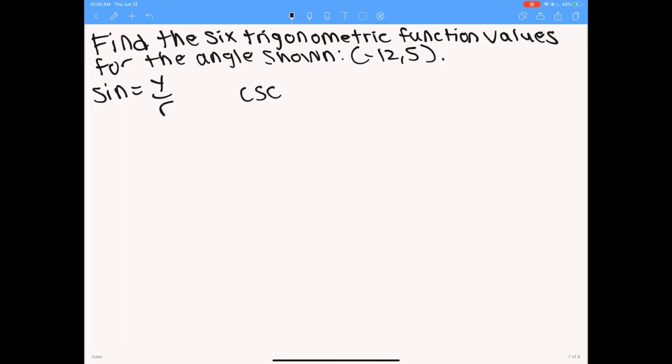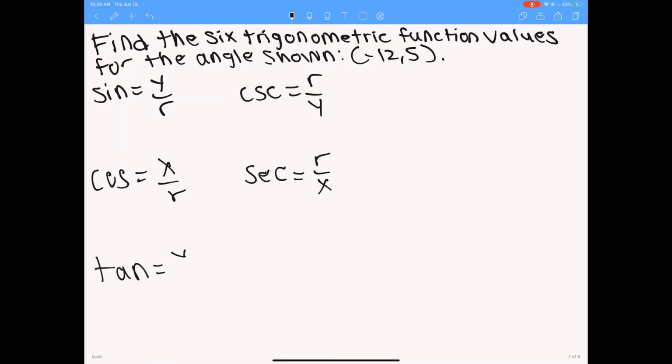cosecant, which is the opposite of sine, is r over y, cosine, which is x over r, secant, which is the opposite of cosine, is r over x, tangent, which is y over x, cotangent, which is the opposite of tangent, is x over y.